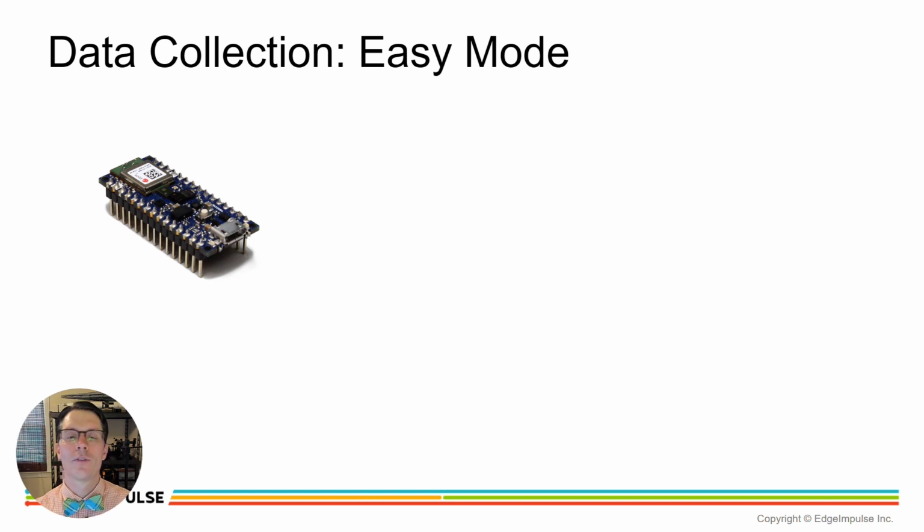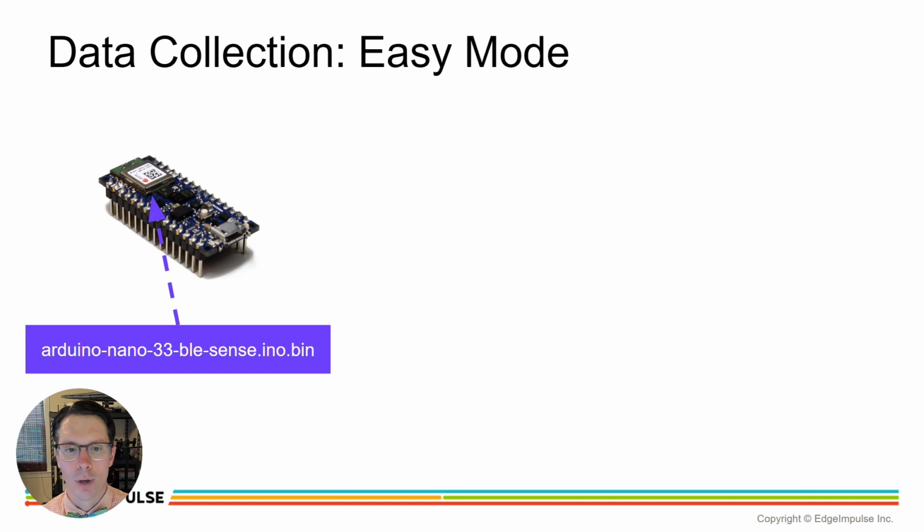Collecting data is one of the most important aspects of creating any machine learning project. With Edge Impulse, there are a few ways to do this. The way you might be familiar with, if you've followed along with any of these other micro sessions, is connecting your development board directly to Edge Impulse. To do that, you first upload a pre-built firmware to that board, and note that it is unique to that particular board. In this case, I'm showing you an example of the firmware that's to be uploaded to the Arduino Nano 33 BLE Sense.